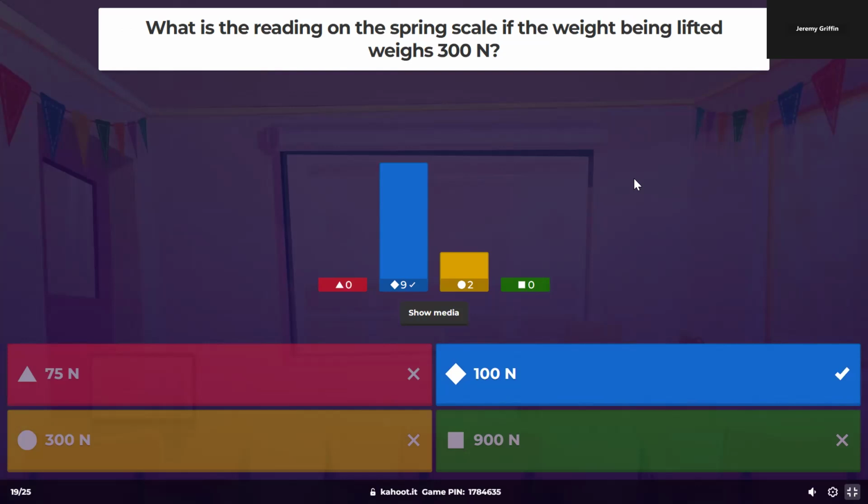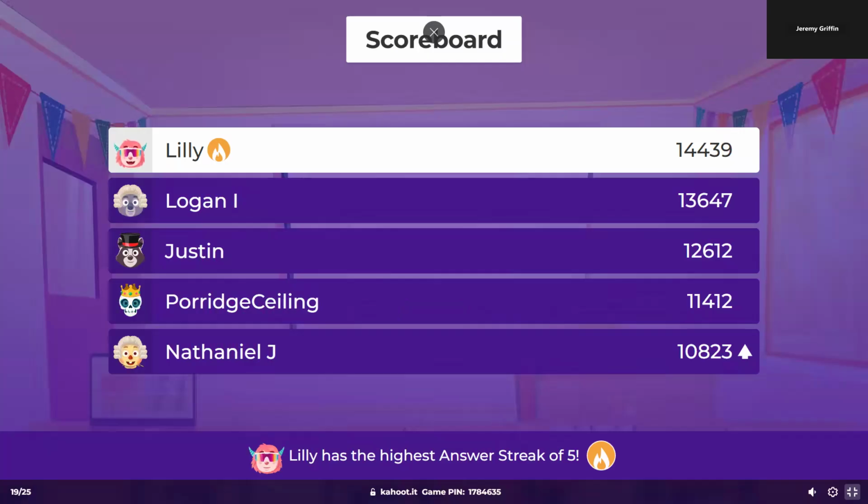100 newtons. You have to have 300 divided by 3, right? It's 100.